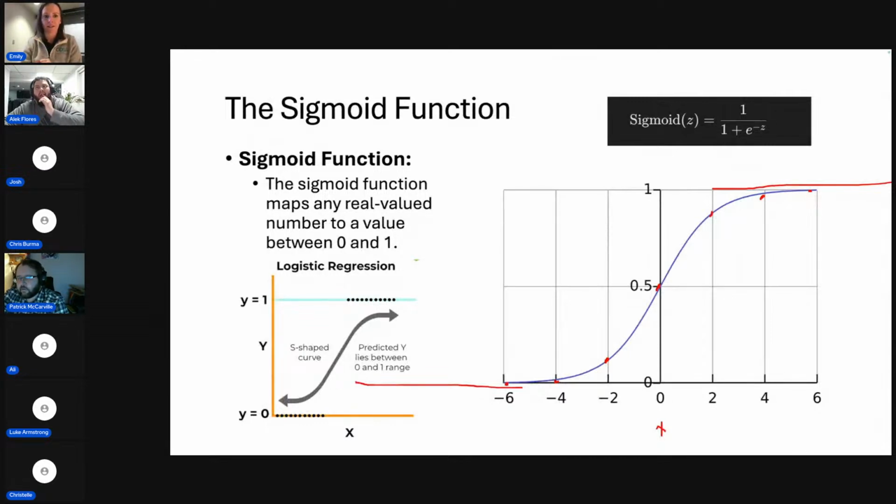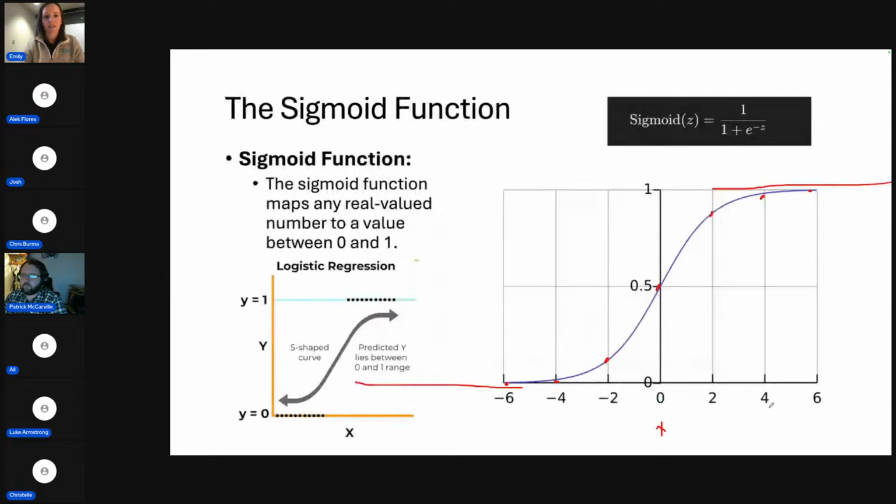I believe you're correct there. I believe it approaches 0, but never actually reaches 0, and it approaches 1, but never actually reaches 1. I can confirm, though. That's a good question.